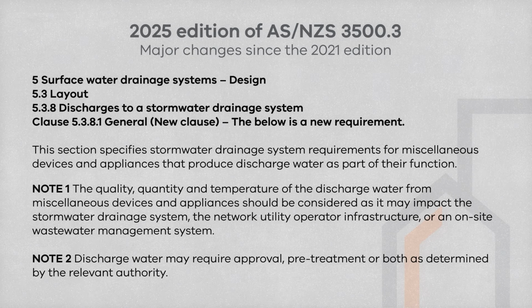It is important to verify that the internal components can tolerate the discharge and confirm with the council that its quality, quantity, and temperature are acceptable. And if the council requires it, make sure to get their approval or consent before connecting to the stormwater network. Now let's delve into the detail.